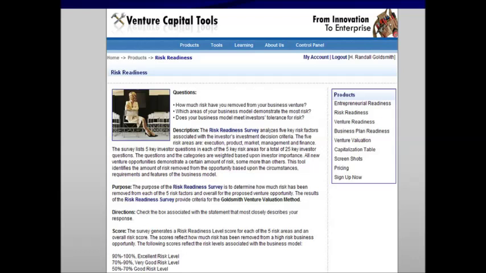Welcome to the discussion on the Risk Readiness Assessment. If you're on the home page, you can click on the Products box and it will give you a pull-down menu. If you select Risk Readiness Assessment, it'll provide you with a description, the purpose, and the directions for scoring the assessment.